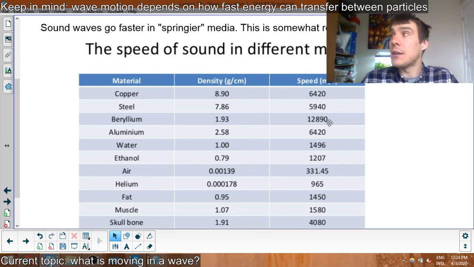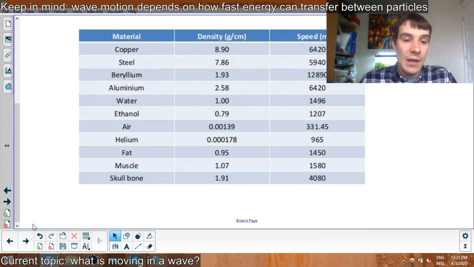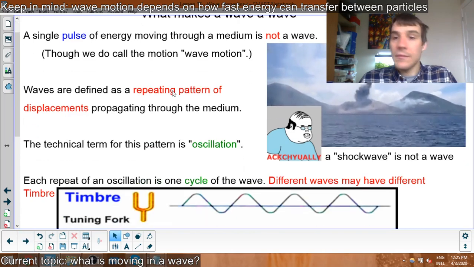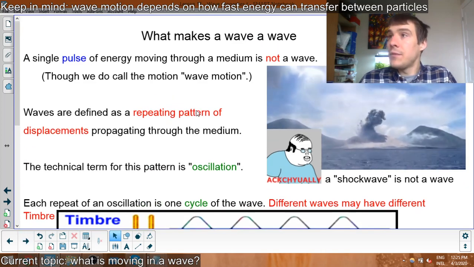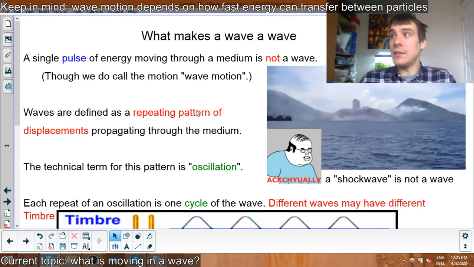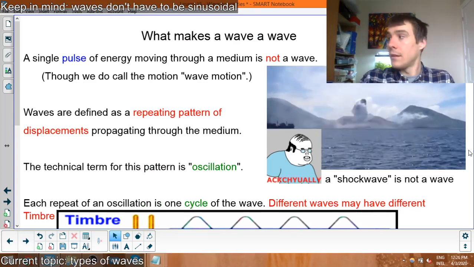Beryllium is actually what they make a lot of springs out of, because they want something that can return energy quickly. So a lot of springs are made out of beryllium because of this springiness of it. That's that. We're going to move into types of waves. So I'm going to pause and get into types of waves.